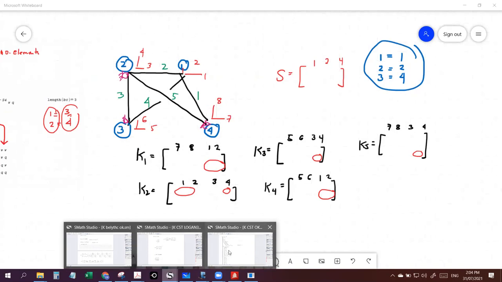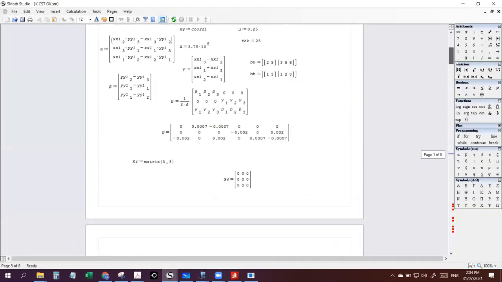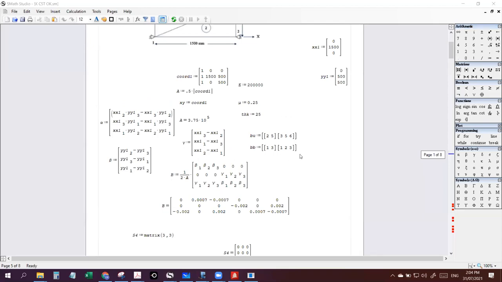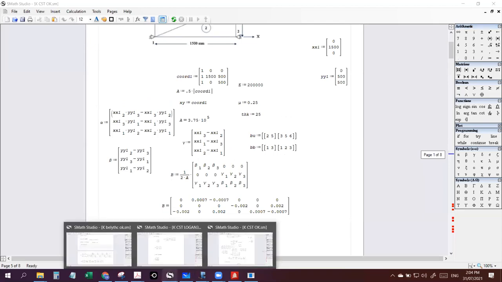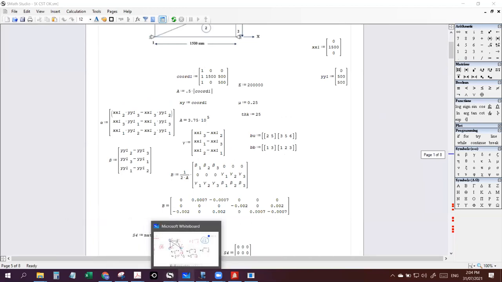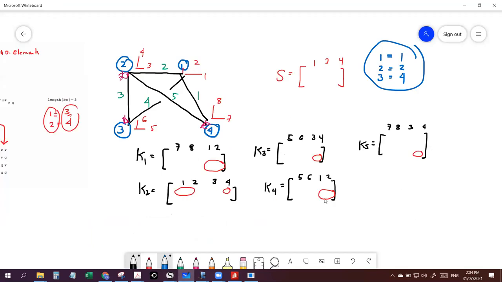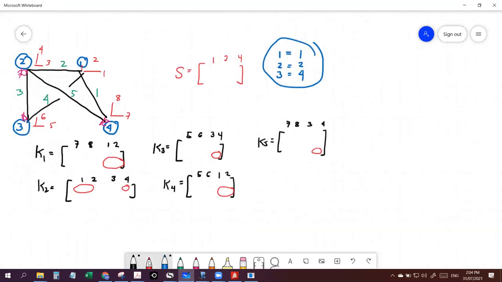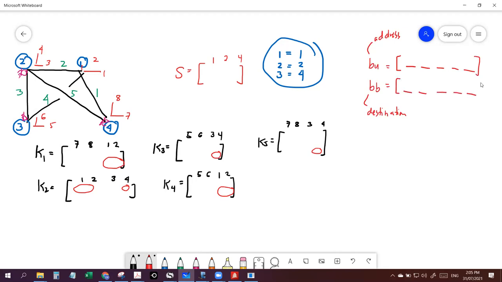But also, if you check the code, I need to establish the BU and DB matrix. This one, 2, 5, 3, 5, 6. So for my BU matrix, I just haven't renamed it. This is the address, and this is the destination. And it corresponds to the number of elements. So how many elements do we have? 5. 1, 2, 3, 4, 5.